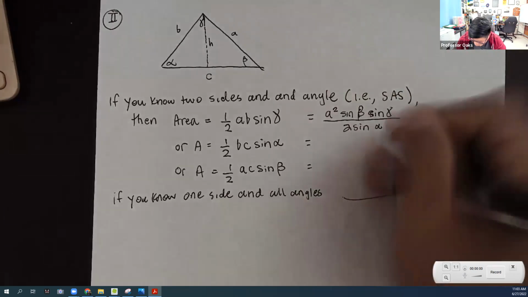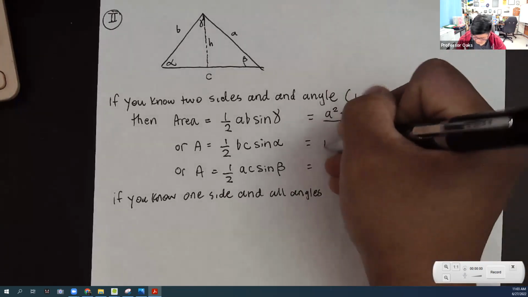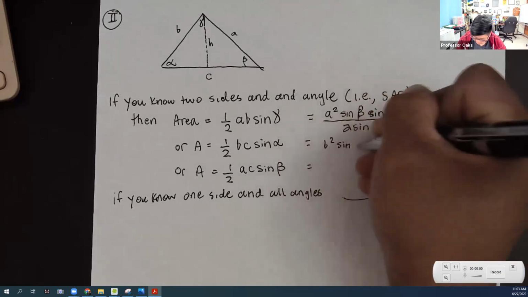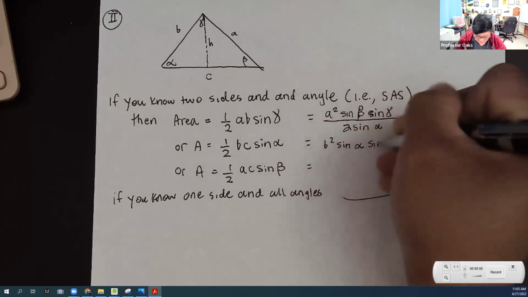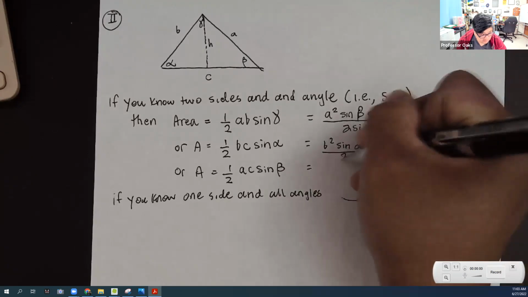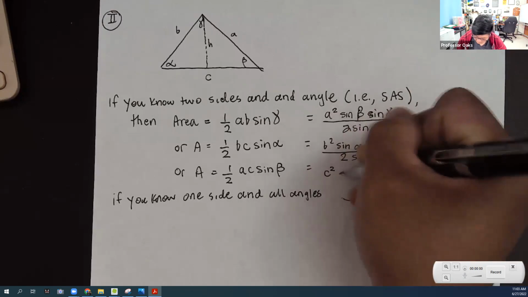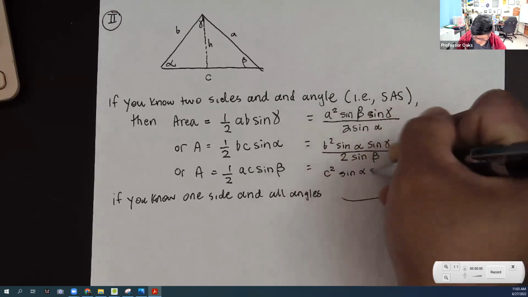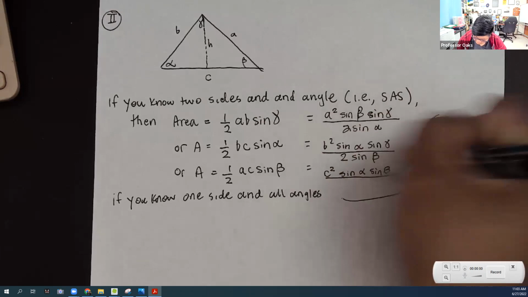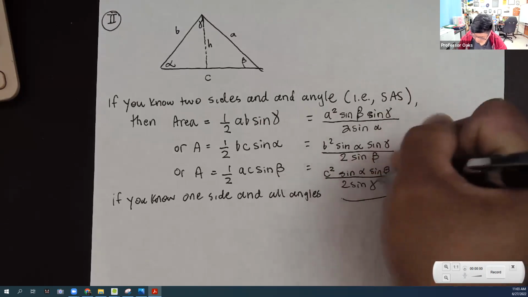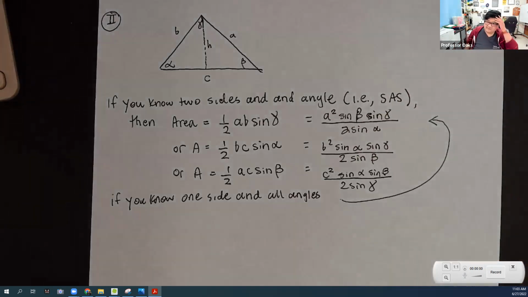And this one would be B squared sine of alpha sine of gamma over 2 sine of beta. And this one would be C squared sine of alpha sine of beta over 2 sine of gamma. So I can't say that that would necessarily happen a lot, but if it did happen, then you could use that formula.